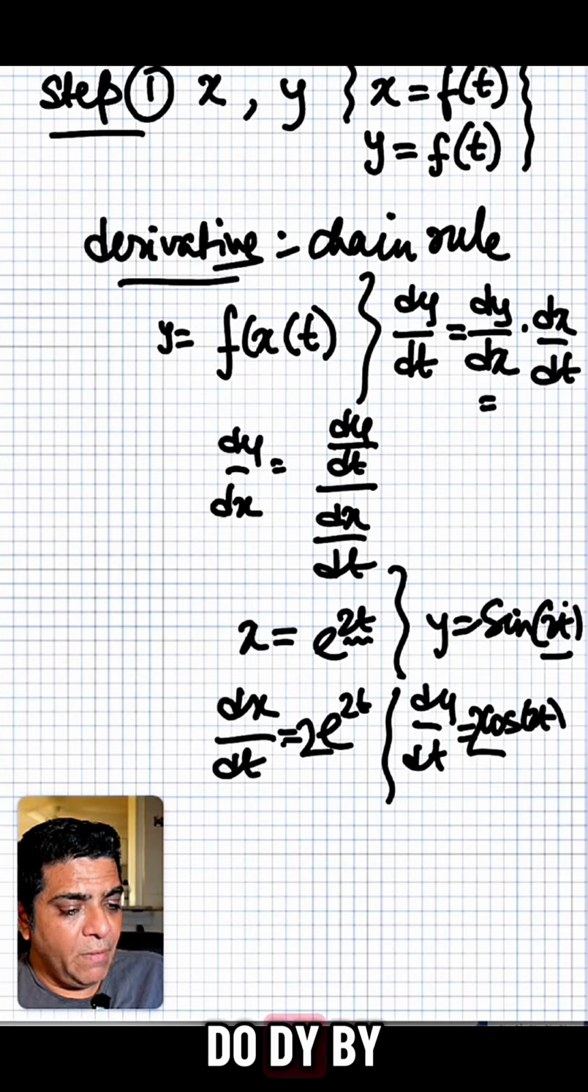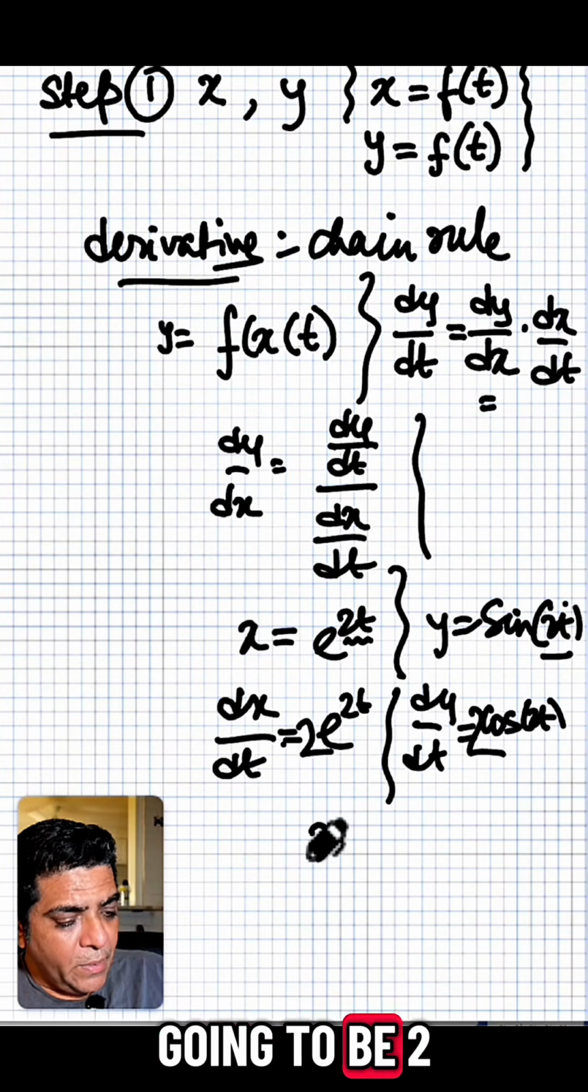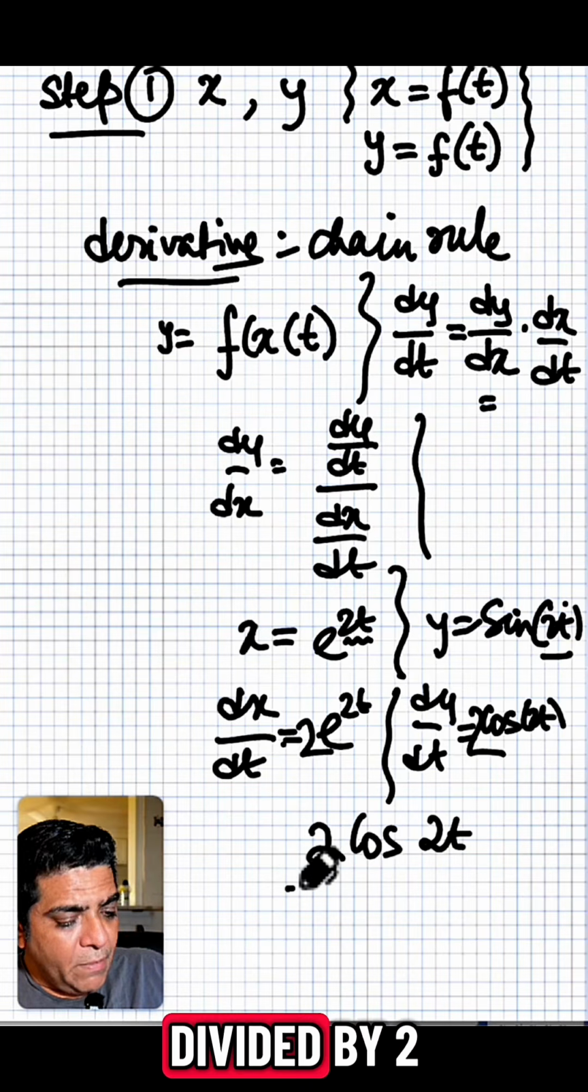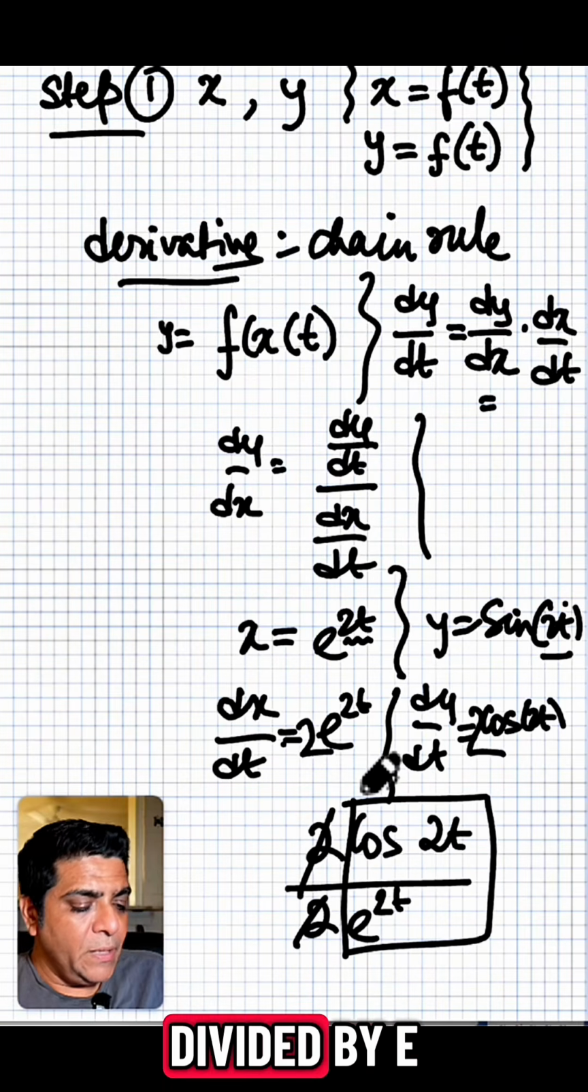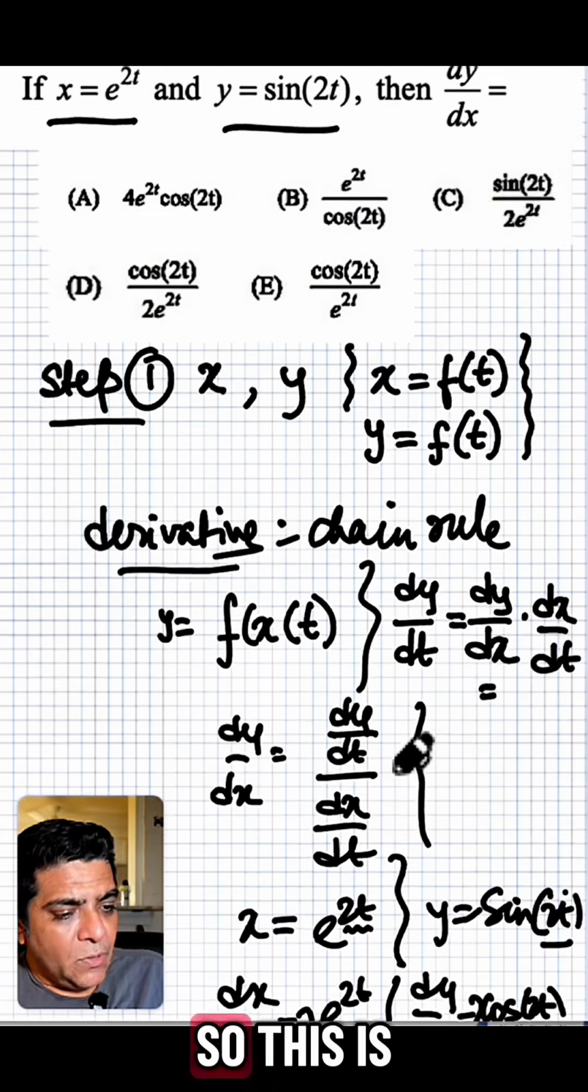So now let's go ahead and do dy/dx. That's going to be 2 cosine 2t divided by 2 e to the power of 2t. The 2s cancel. This is the final answer: cosine 2t divided by e to the power of 2t. So this is going to be choice E as the final answer.